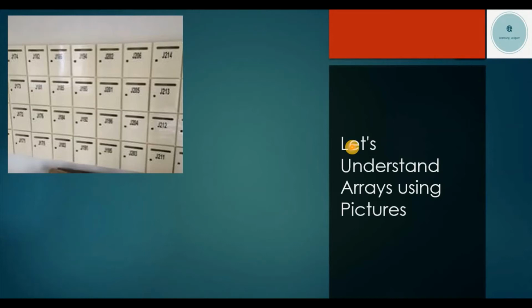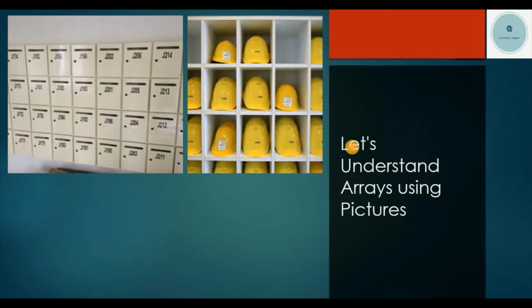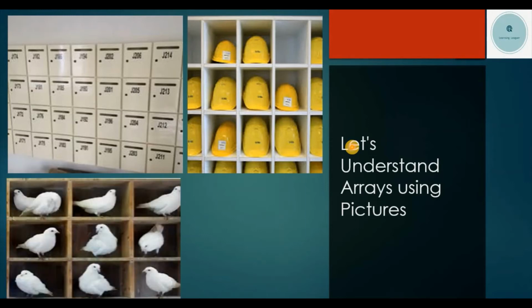That means all the containers belong to the same apartment. Now let me take one more example, where employees store their helmets in the respective shelves. Each shelf has a single helmet. This is also an example of an array. Now this is another example of an array, called a pigeonhole. There are totally 9 blocks, and in the 9 blocks pigeons get stored.